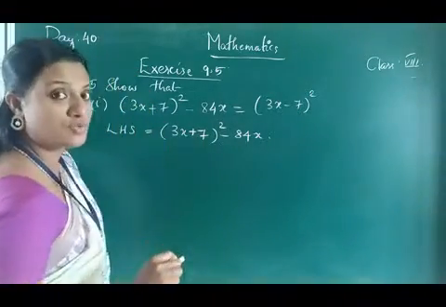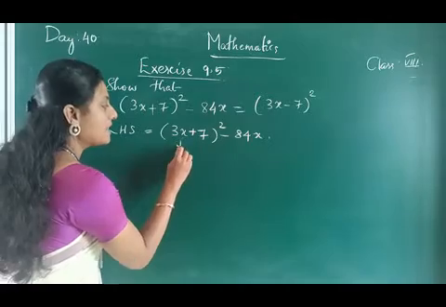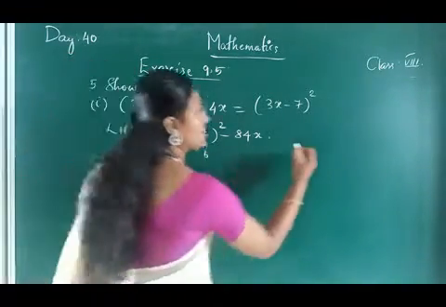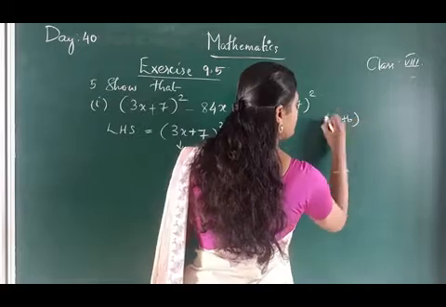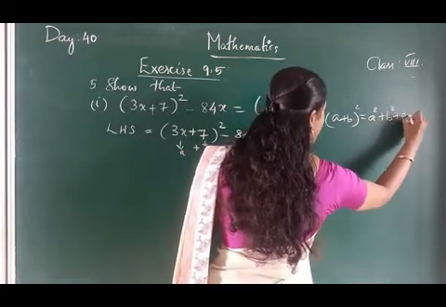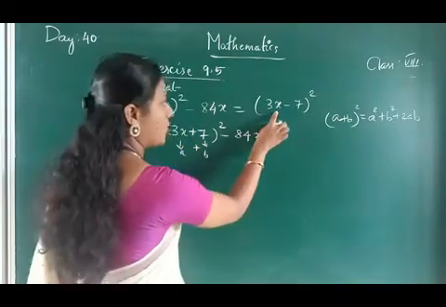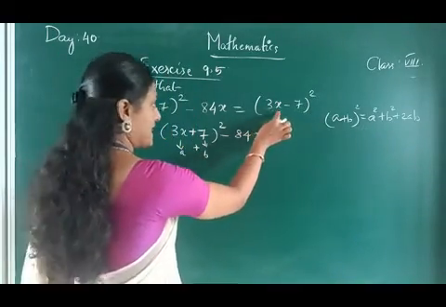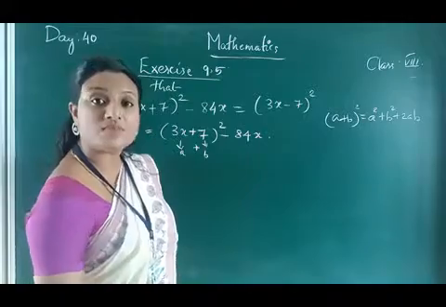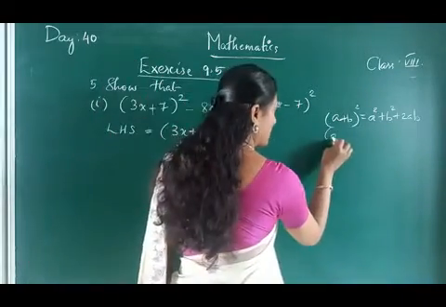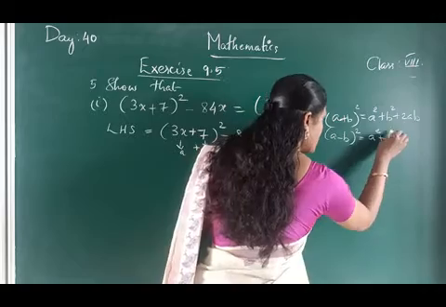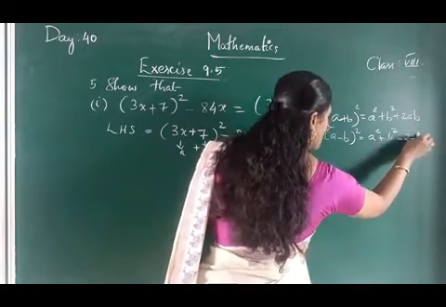And (3x plus 7) the whole square. Which identity do we use here? This is A plus B the whole square, and A plus B the whole square is equal to A square plus B square plus 2AB. One more identity is here: 3x minus 7 the whole square is of the form A minus B the whole square, and A minus B the whole square is A square plus B square minus 2AB.